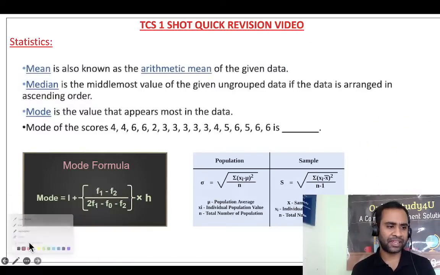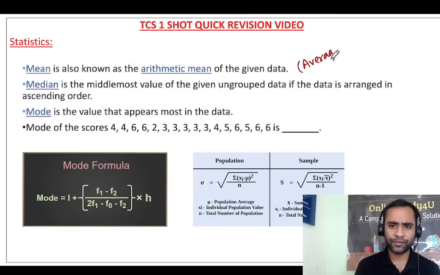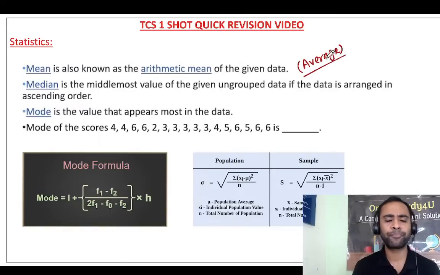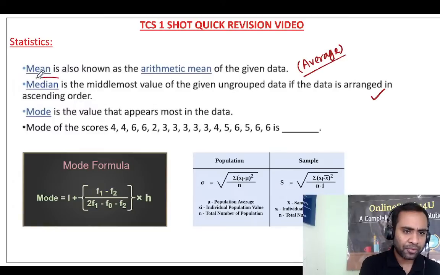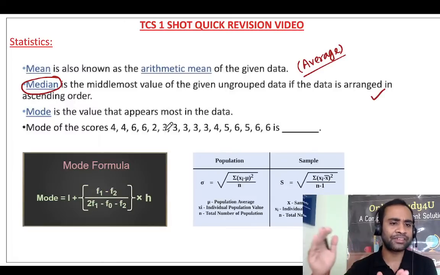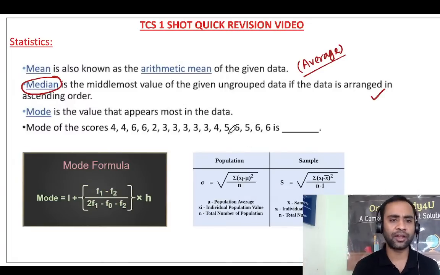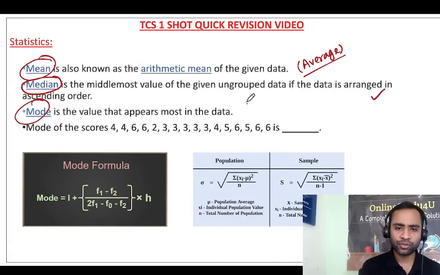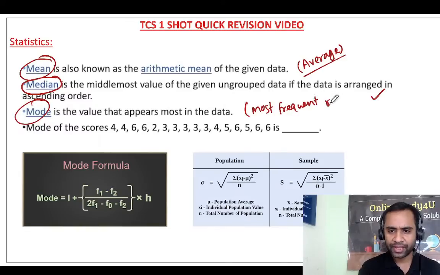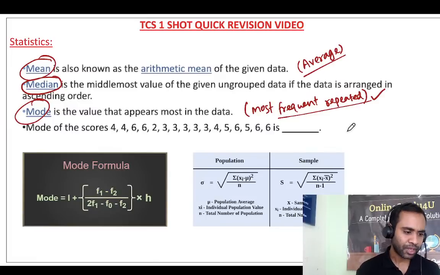Okay, now let us focus on this concept, mean. So what is mean? Mean is very simple. If you know average, then average is nothing but mean. Now median. Median is the middle-most value of the given ungrouped data if the data is arranged in ascending order. So whenever you have to calculate median, make sure you first arrange the data in ascending order, otherwise you will get the wrong answer. Mode. Mode is the value that appears most in the data. You can say most frequent, most frequently repeated data is nothing but your mode. Clear? Okay.